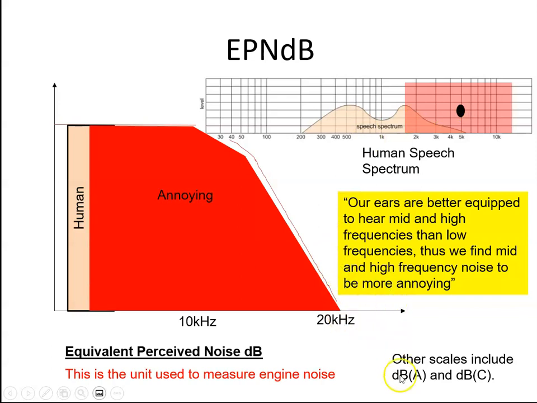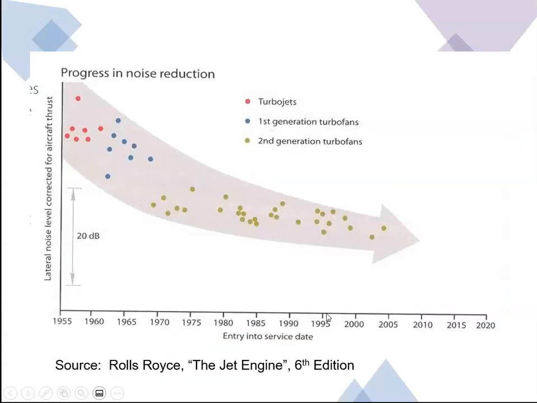There are other scales. There's the dBA scale and there's the dBC scale, which again allow for the annoyance at different frequencies. But for aircraft engines, we use the EPNdB scale. Now there has been improvement in the noise created by aircraft engines, and you can see there's a gradual decline in the noise created by the engines.